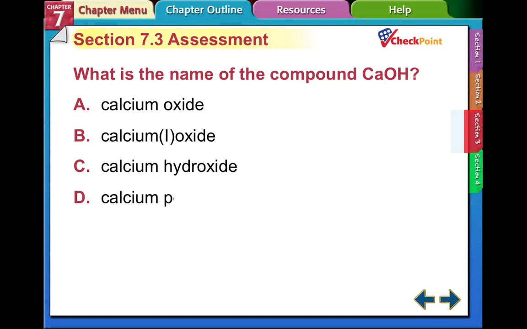What is the name of the compound CaOH? Ca we know is calcium, OH we know is hydroxide. So we have calcium hydroxide, but now we need to figure out, do we use this Roman numeral? And the answer is no. That should be C. All right, let's get to work so we can get comfortable naming formulas and writing compounds.